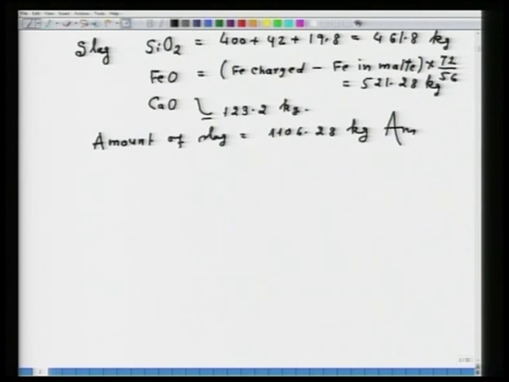Many a times over the years I have seen that the student might commit a mistake in converting, say, iron to FeO or SiO2, whatever. That means it depends upon the elemental balance you do, or you can directly do the FeO in the slag. I mean, it all depends, and for that you have to develop an appropriate skill.